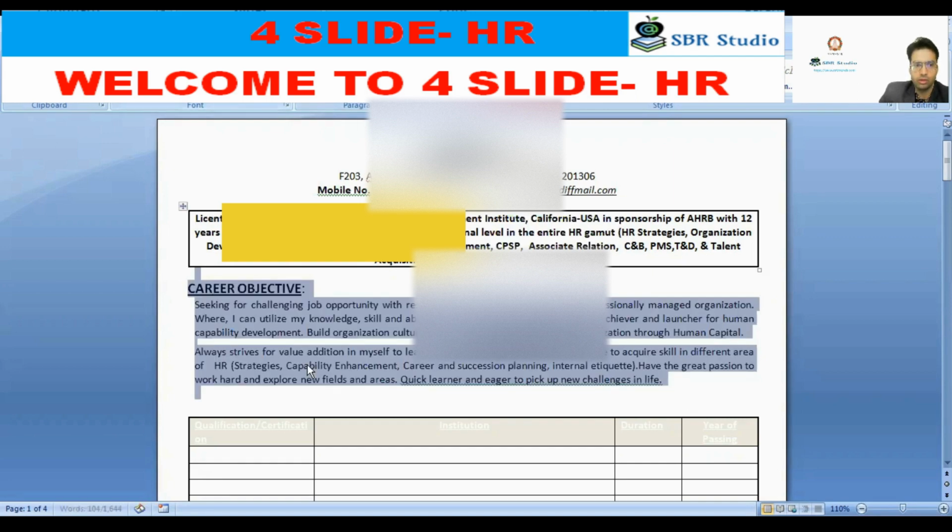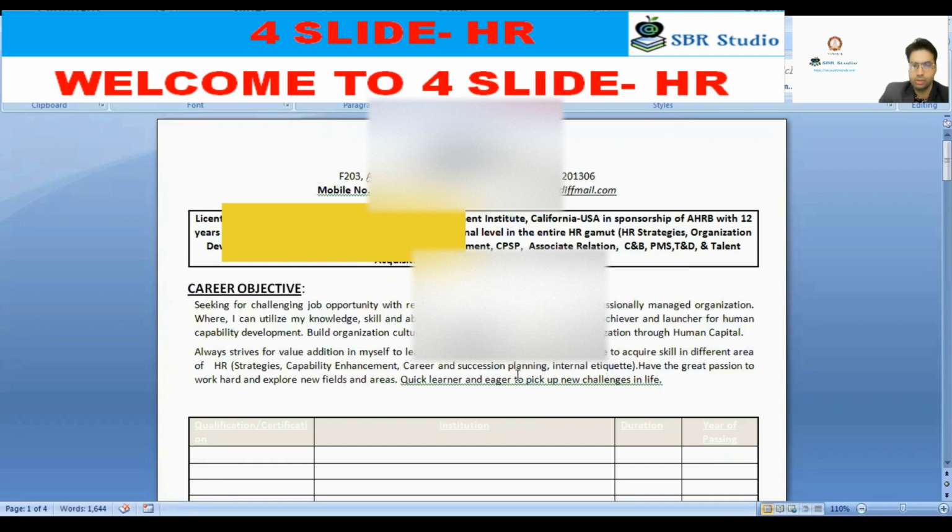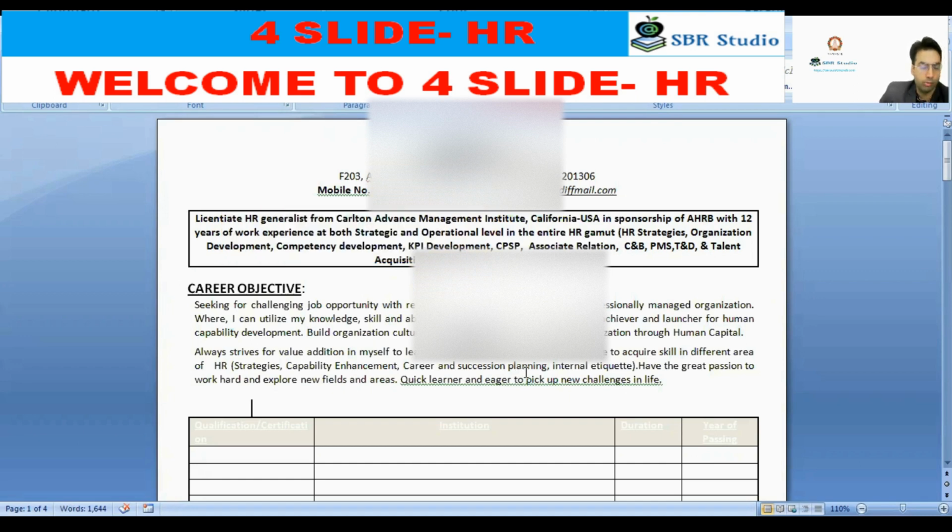Now the third component is the career objective. As I mentioned in the previous video, there should be two subcomponents. One is your mission, the second one is your vision. In the mission, what you can do for the organization, and the second one is what you can do for your self-improvement and self-development, which you have to take care of.